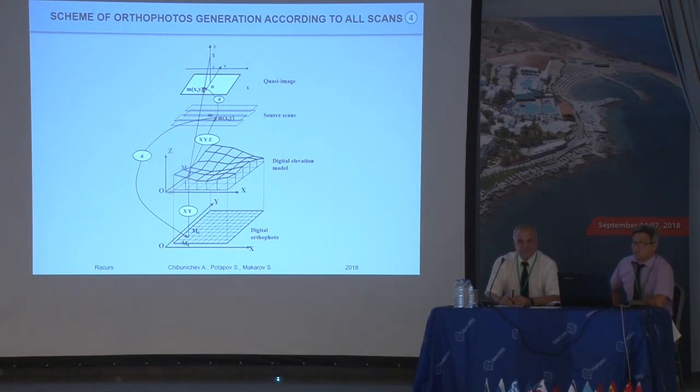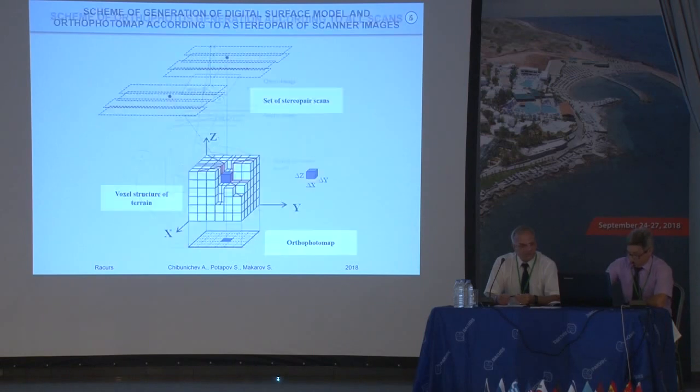Dense point cloud is at the heart of it. Professor Chubunichev made a presentation on this during the previous conference. So a section of the land is represented as a voxel structure using X, Y, Z. Each pixel has the following size. Then for each voxel with coordinates X, Z, and Y big, X, Y, and Z small are determined. You apply the equation from the first slide, and you can determine the optical densities to determine the identification value.